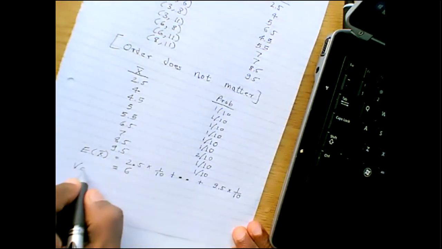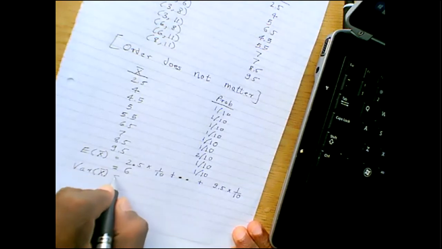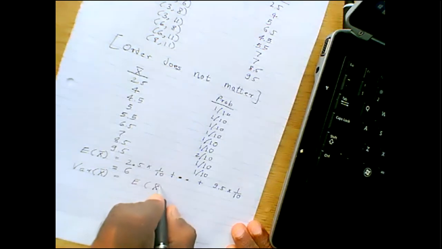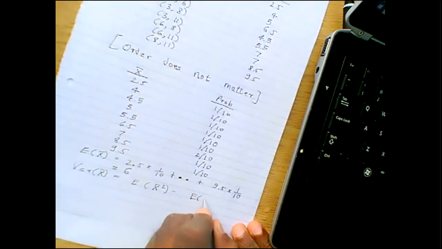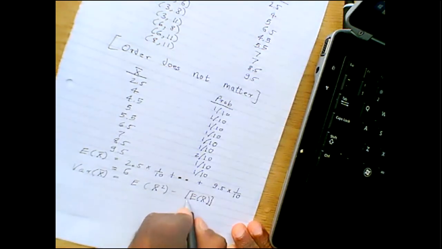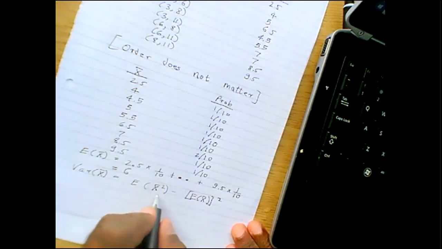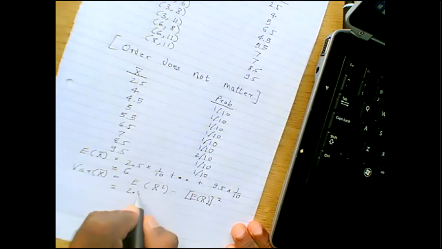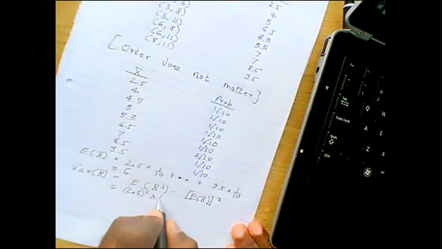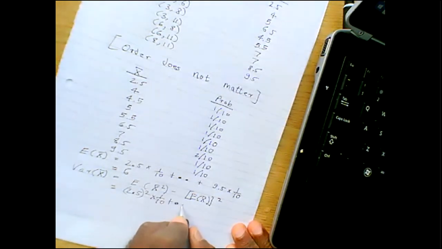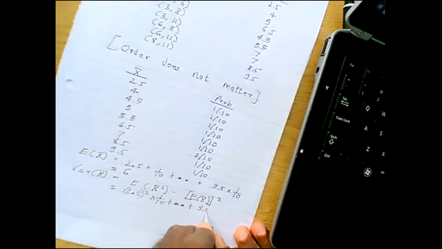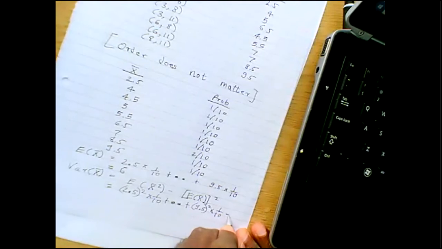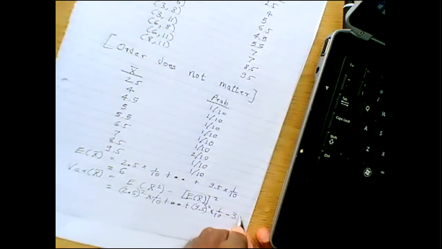Now the variance of X bar is the same as before: the expectation of this minus the square of this. To compute this, I'm going to use this table one more time. So it's going to be 2.5 squared times 1/10, up to 9.5 squared times 1/10, minus the square of this, which is 36.